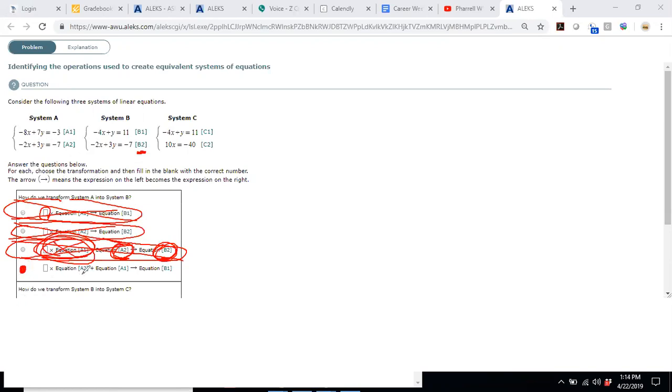Now the next piece is what does this mean, and what is the answer for that box right there? So there is something I multiply A2 by, then I add it to A1, and then B1 is my final answer. So as I look at these equations, I'm trying to multiply everything here by something, add it to the negative 8x plus 7y equals negative 3, and then have this be my answer. So negative 8x plus or minus what would give me negative 4x? And 7y plus or minus what would give me just y? And negative 3 plus or minus what would give me 11?